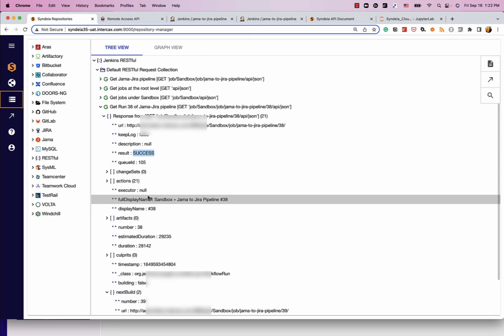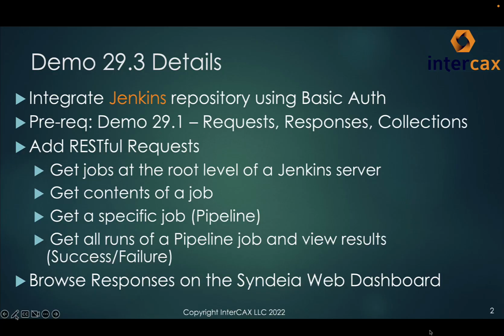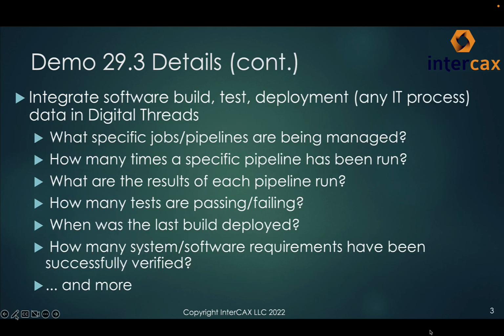So you get pretty much all the data that Jenkins is returning to Syndeia Cloud being displayed in the tree view. So hopefully that gives you an idea about how to add Jenkins using basic authentication, how to be able to fetch Jenkins jobs, get all the runs of that job or pipeline, and look at specific runs that you may be interested in. And remember, the use case here is the ability to integrate data provided by Jenkins or any kind of CI/CD or IT process automation software with your digital thread to get a real-time status of your entire digital thread project.